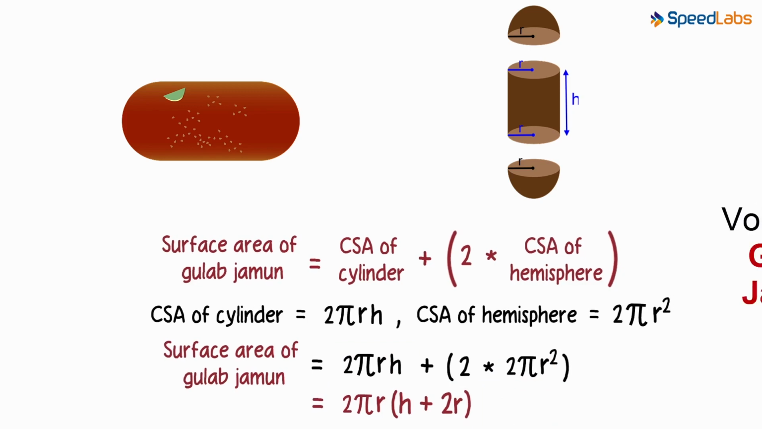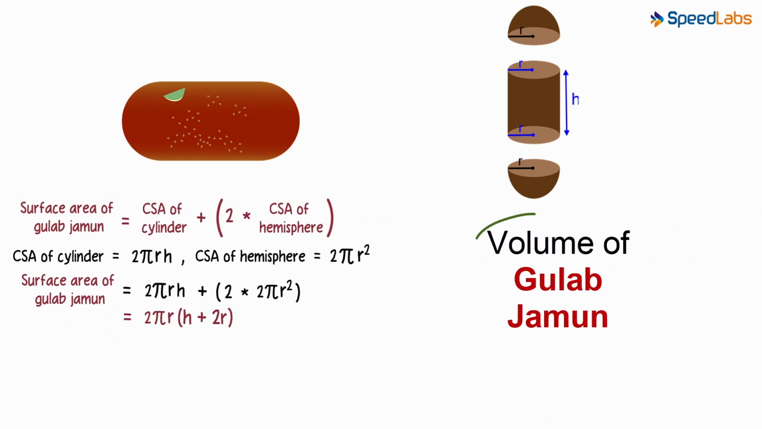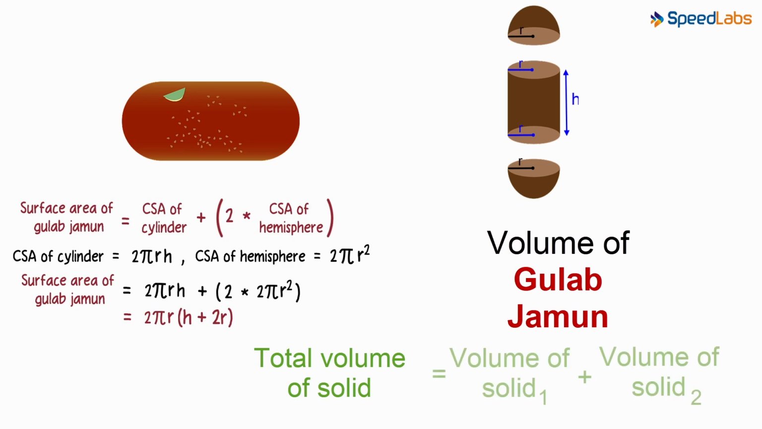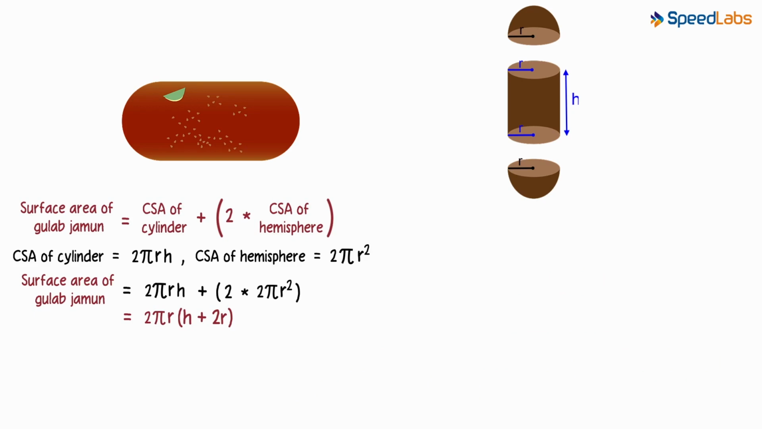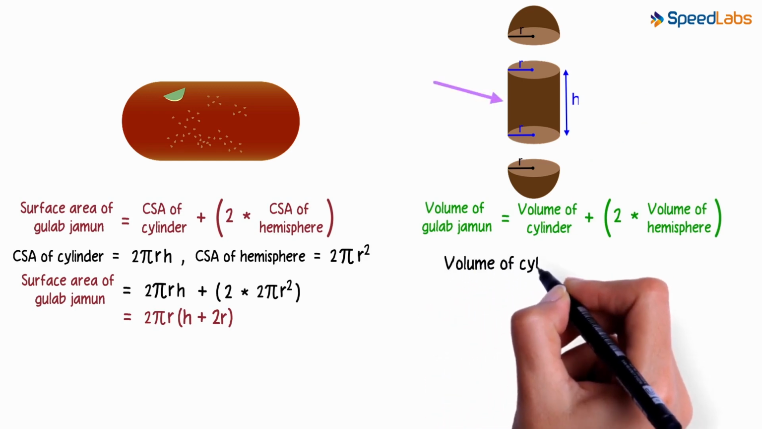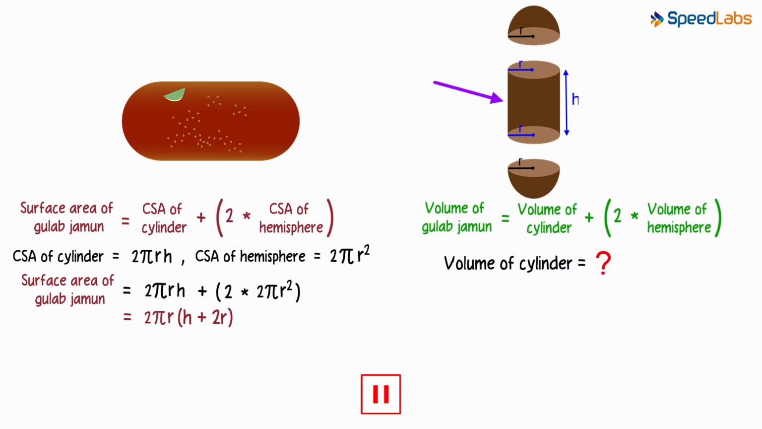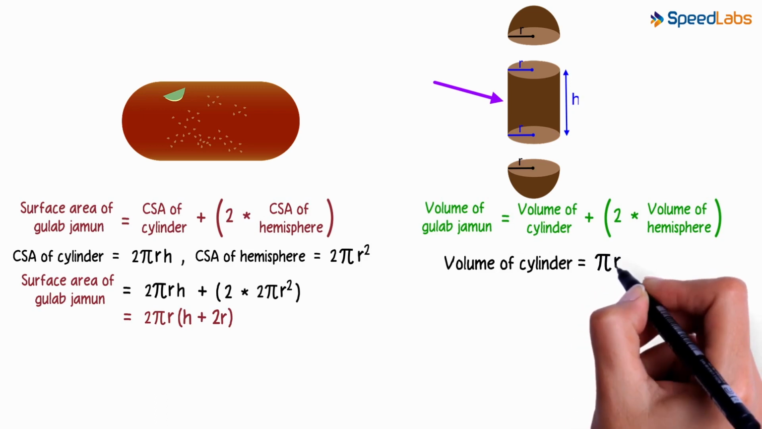Now we calculate the volume of our Gulab Jamun. Volume is quite easy to find as compared to the surface area. To find the volume of any solid, we just need to add the volumes of simpler solids that combine to form the solid. Our solid is a combination of a cylinder and two congruent hemispheres. So its volume will be equal to the volume of the cylinder plus 2 times the volume of the hemisphere. Do you remember the volume of a cylinder? It is pi r squared h.